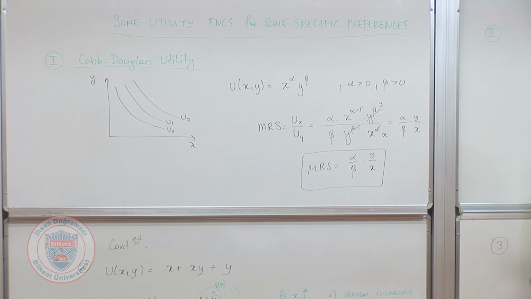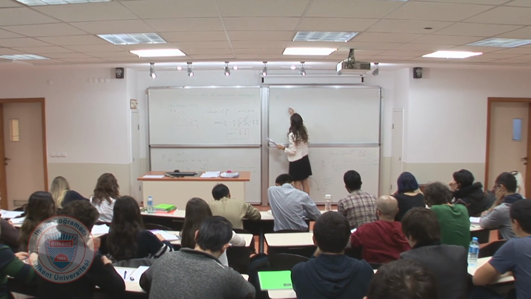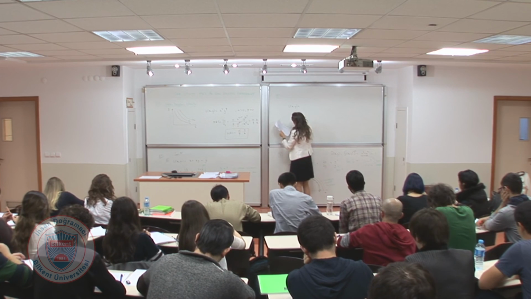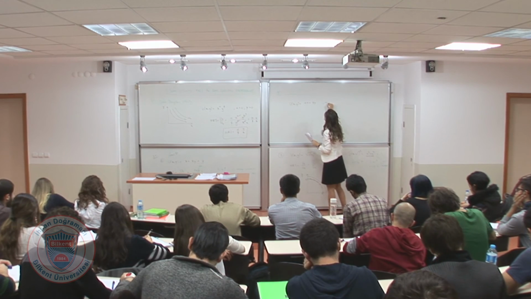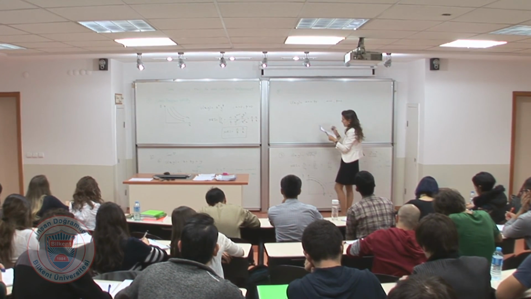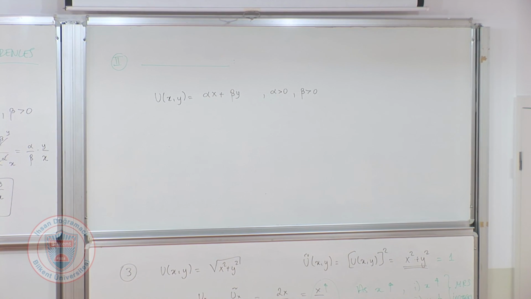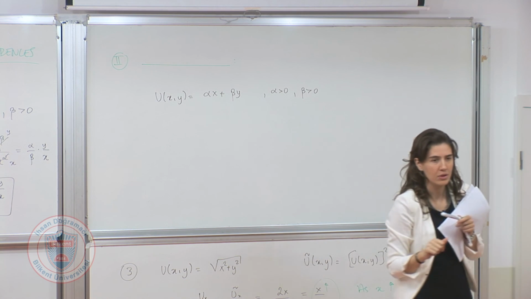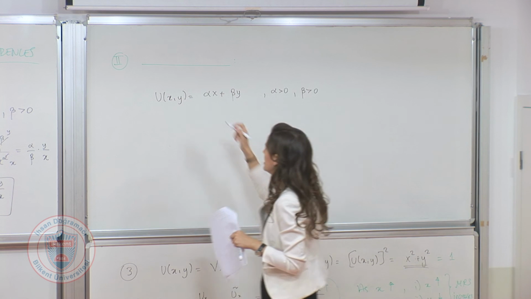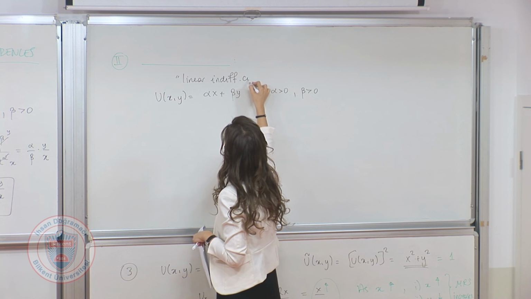The other one is going to be, you guys would tell me, I'm not going to tell you the name. Now, suppose I have a utility function like this: alpha x plus beta y, with alpha greater than 0, beta greater than 0. Suppose I have a utility function like this. What kind of indifference curves would this lead to? Linear, right? So let's write this: linear indifference curves.